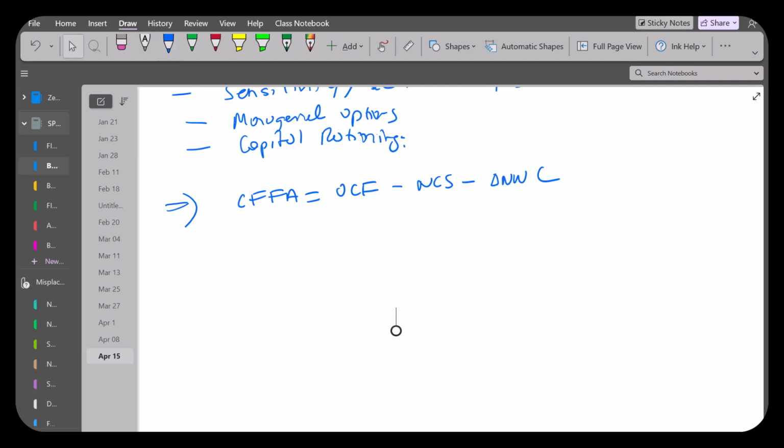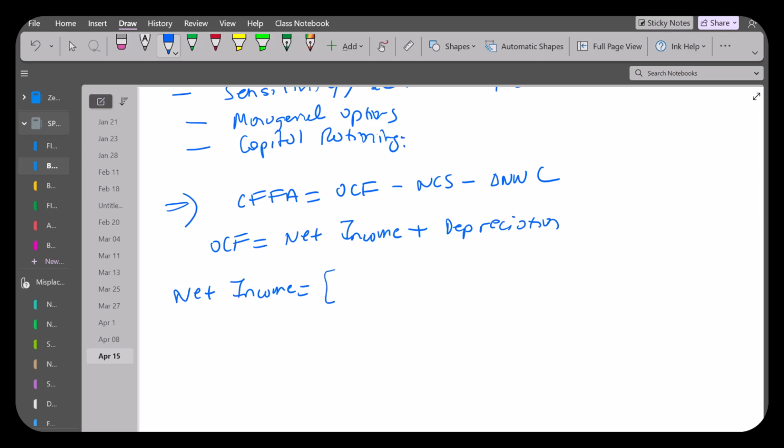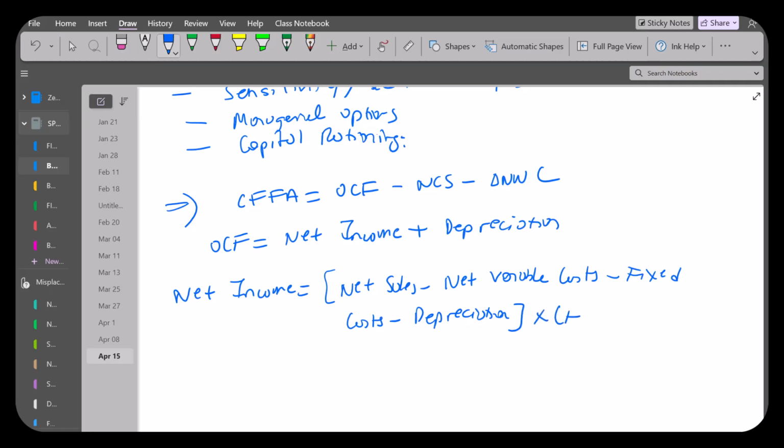And just to remind ourselves, OCF is net income plus depreciation. And net income is net sales minus net variable costs minus fixed costs minus depreciation, times 1 minus tax rate. All right.